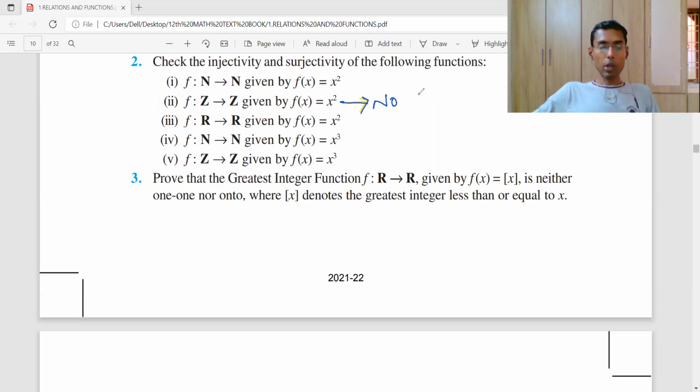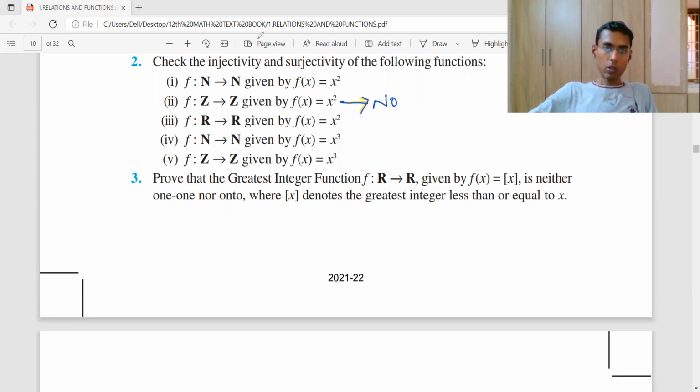How do you write this in the answer? Minus 1 and plus 1 have the same image, 1. Or minus 2 and plus 2 have the same image, 4. Different elements have the same image.